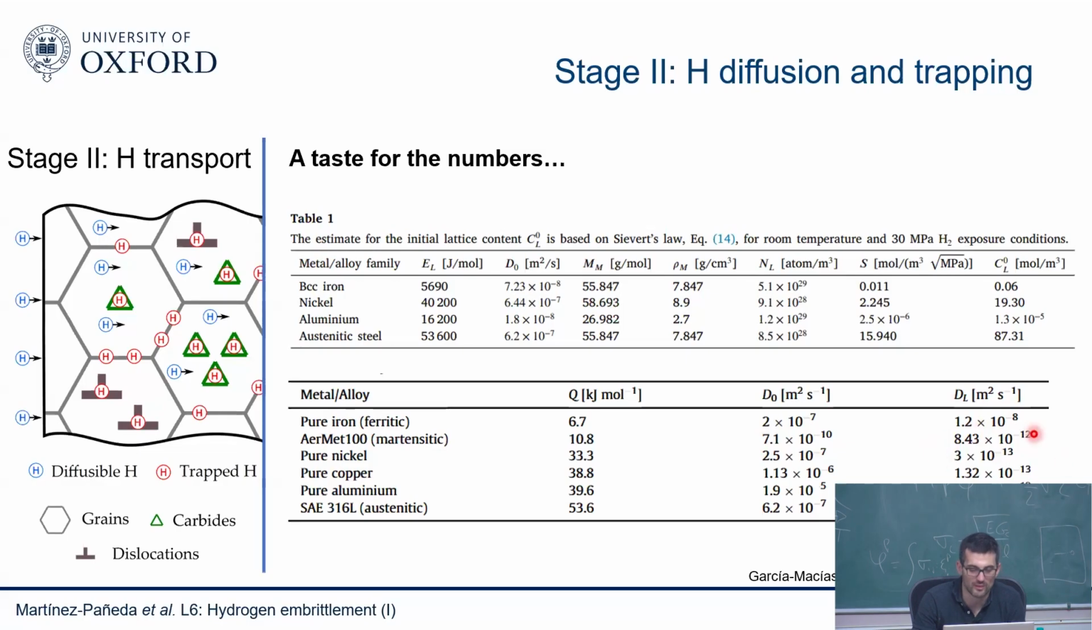Nickel is also very susceptible. Nickel alloys, 10 to the minus 13, minus 14. Aluminum is also susceptible, minus 12. Austenitic is minus 16. This is the most resistant hydrogen material.